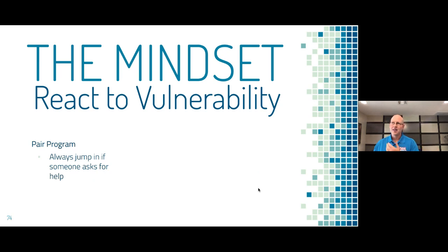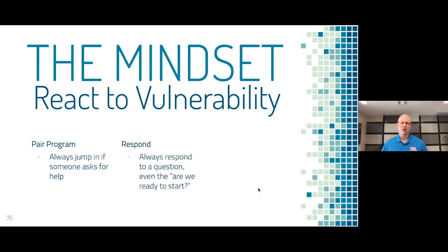So if someone else on your team says they need help, or you can see that they're struggling, or you have determined in your stand-up that for whatever reason they are not meeting the goals that they have set for themselves, reach out to them, pair program, and always jump in to help if someone else is asking for it. Another way to respond to vulnerability is even just to respond to simple questions.